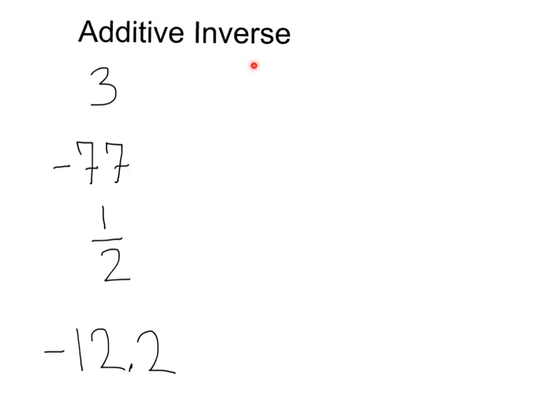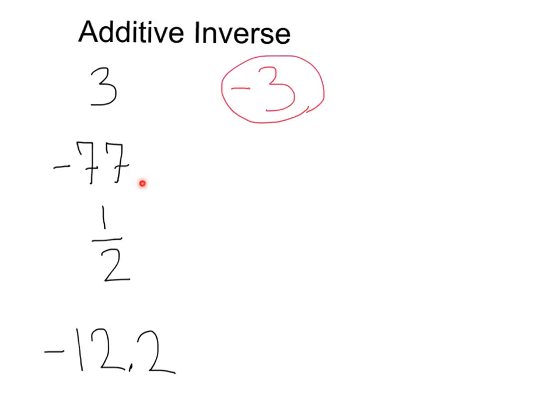An inverse is basically just the opposite of something. So when we look at additive inverses, we want to think, what number can I add to this number so that I get 0? For example, if we have 3, what number do we add to 3 to get 0? Well, I know that 3 plus negative 3 equals 0, so negative 3 is my additive inverse.